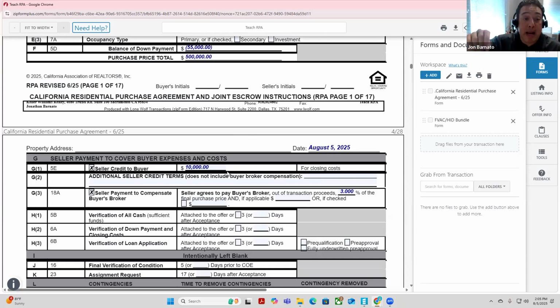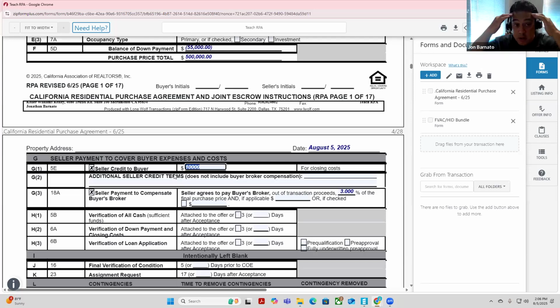If the buyer is going to buy points, it will show up as a fee on the loan costs in the HUD, in the settlement statement. So it will be a closing cost. Does that make sense? So of this 10,000, you could use 5,000 for expenses, and you can also use that.